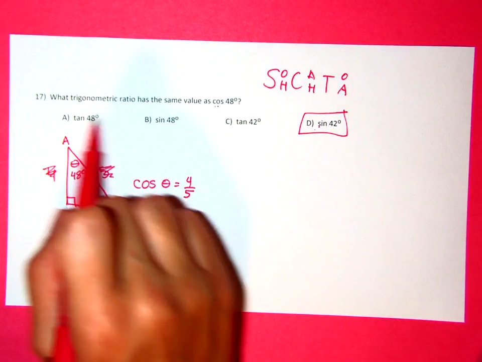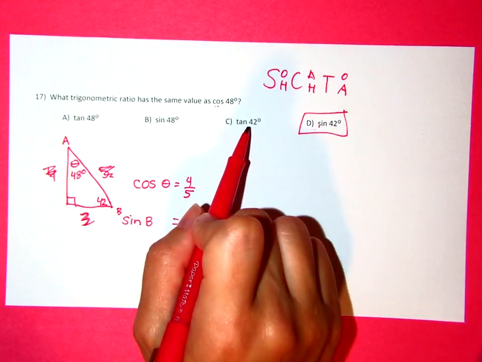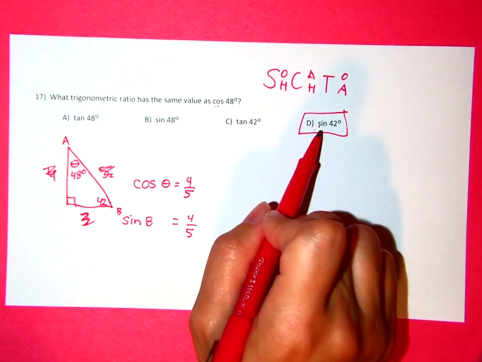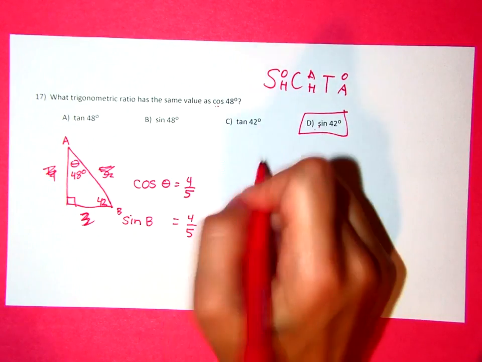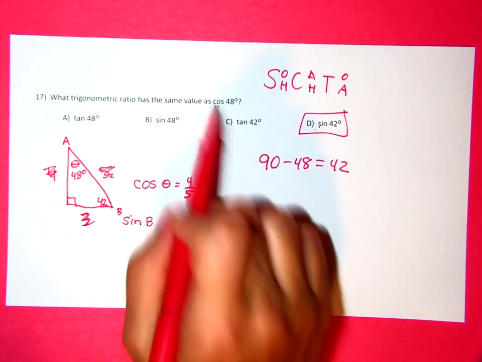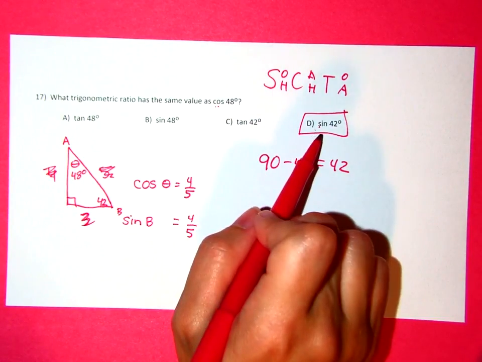So I never actually had to put each of these into my calculator. What I could have done is I could have said, I know that if I've got a cosine, that matches to a sine always. There's that relationship. And if I just had done 90 minus 48, I would have found I had 42. And automatically I would have known that that was the same as sine of 42.